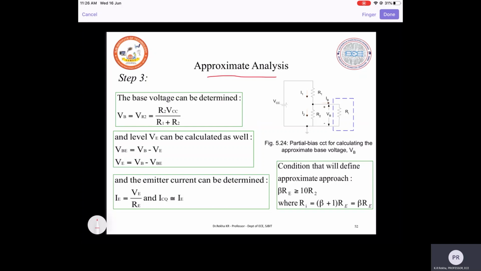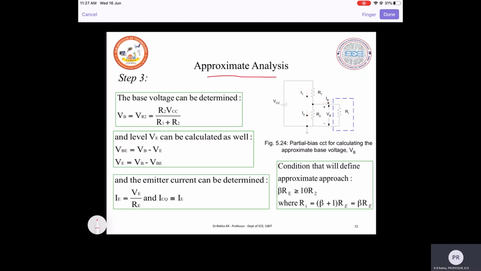So VB is VR2, which is equal to R2 VCC by R1 plus R2, and VE can be calculated as well. VBE is equal to VB minus VE, and VE is equal to VB minus VBE, and the emitter current can be determined. IE is VE by RE and ICQ is approximately equal to IE.